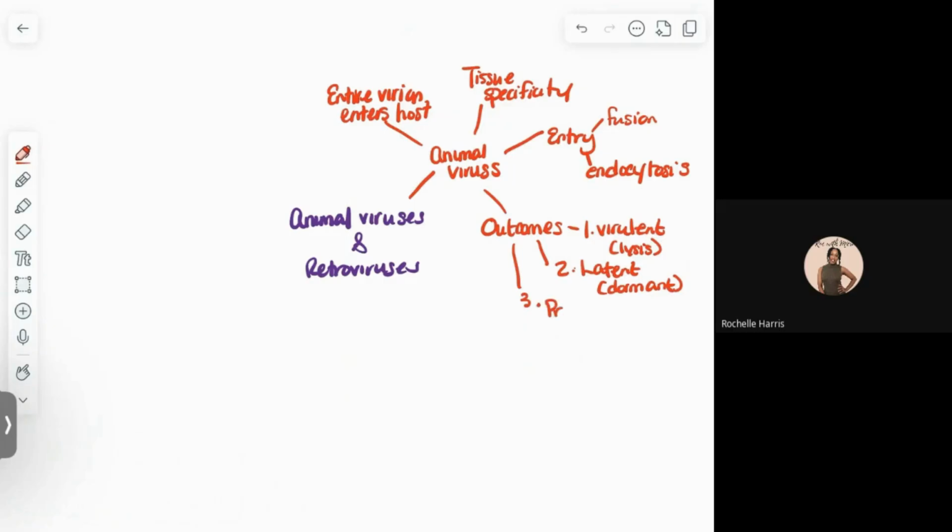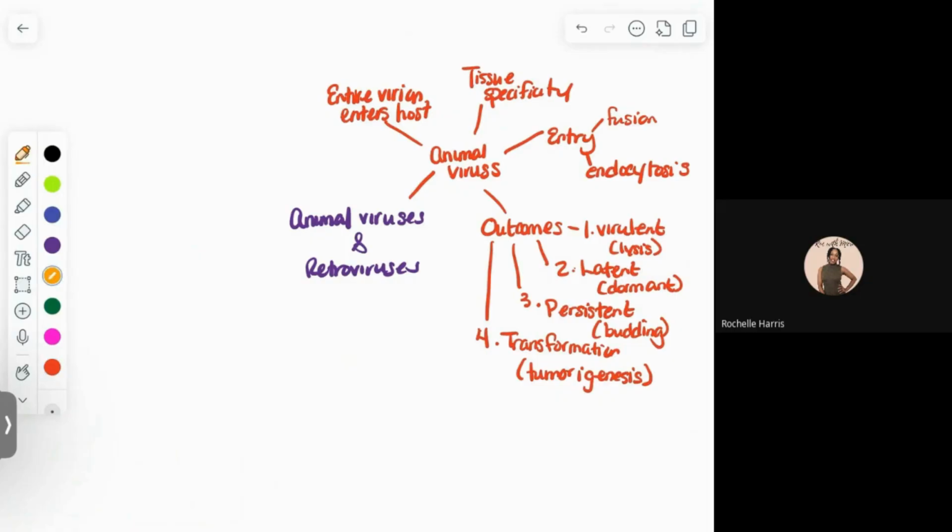Animal virus infections can follow several distinct pathways. In a virulent infection, the host cell is lysed as progeny virions are released. In a latent infection, the viral genome persists in the host without producing infectious particles until reactivated by stimuli such as stress. A persistent infection occurs when virions are continuously released by budding, allowing the host cell to survive, but producing long-term infections, as seen in hepatitis viruses.